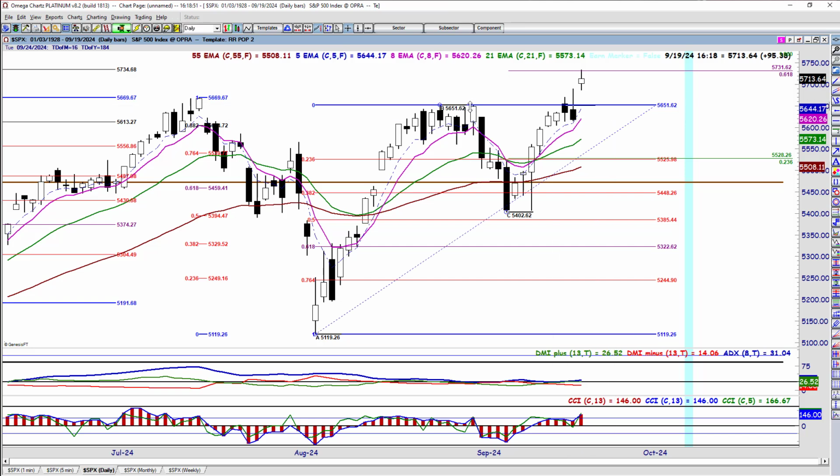Once we broke above the recent swing high, which we did right on this day, that was on the 17th. Right? And then we ran right into the next level there. So great bullish move today.